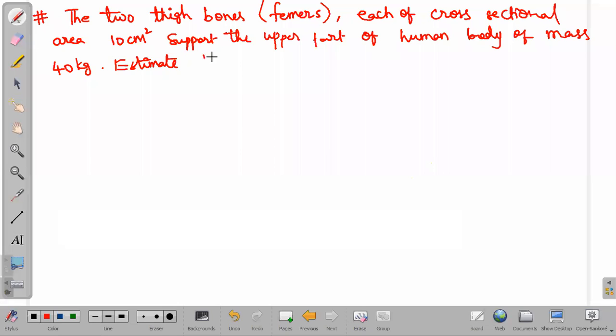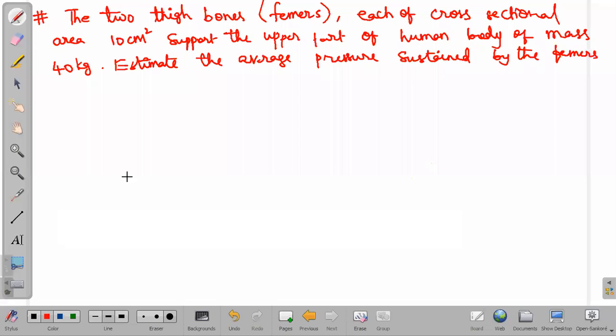Estimate the average pressure sustained by the femurs.